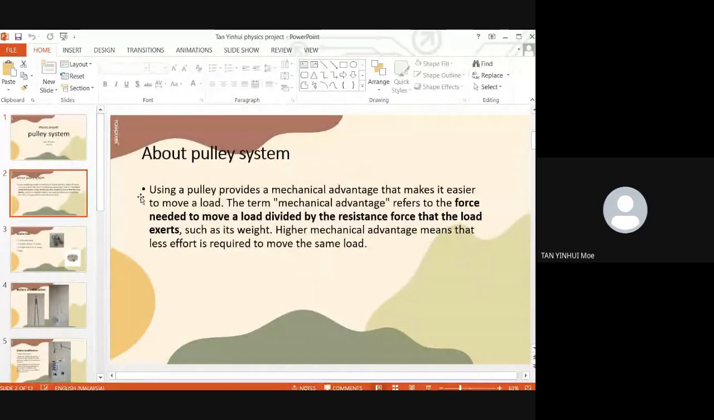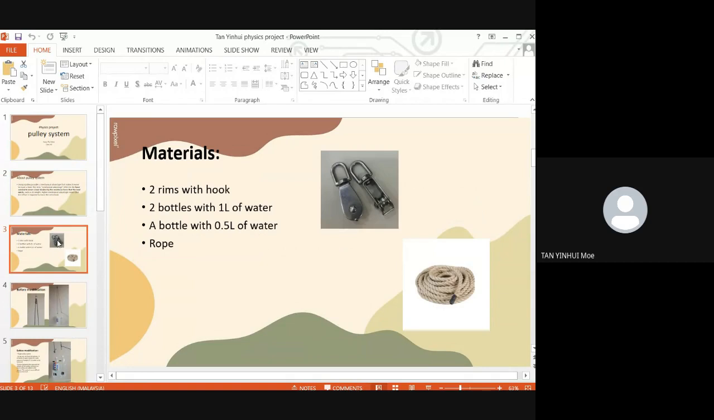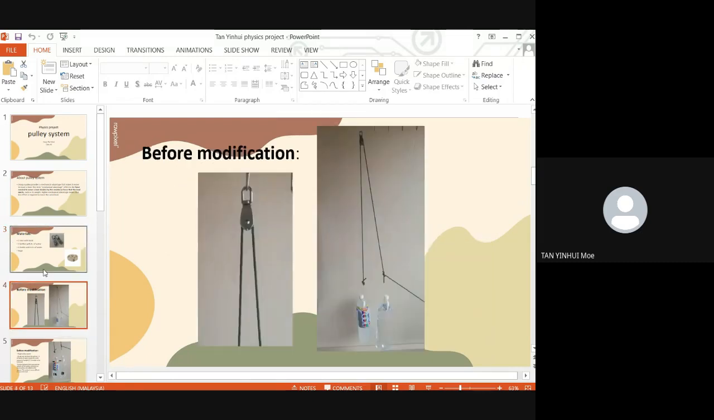Using a pulley system provides a mechanical advantage that makes it easier to move a load. The term mechanical advantage refers to the force needed to move a load divided by the resistance force that the load exerts, such as its weight. Higher mechanical advantage means that less effort is required to move the same load. The materials are two rims with a hook, two bottles with 1 liter of water, a bottle with 0.5 liter of water, and a rope. This is the single pulley system before modification.